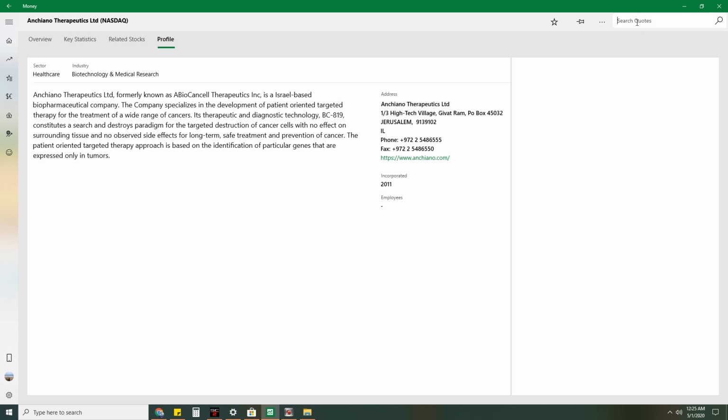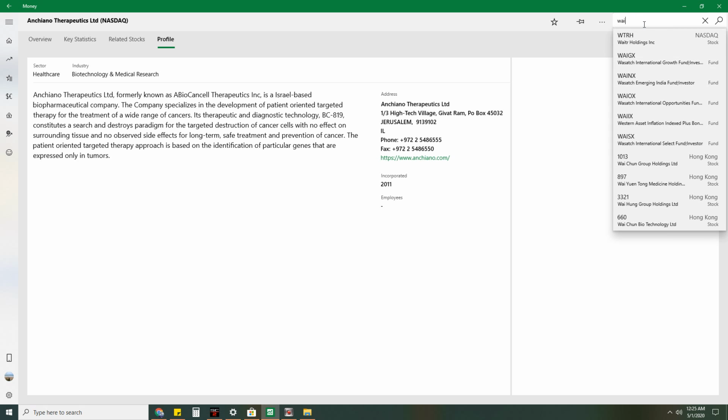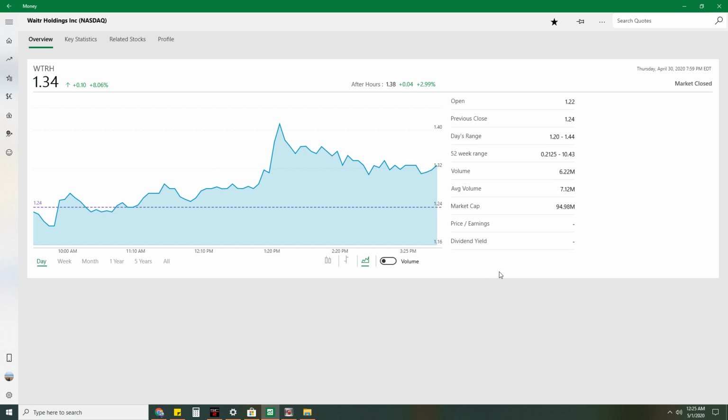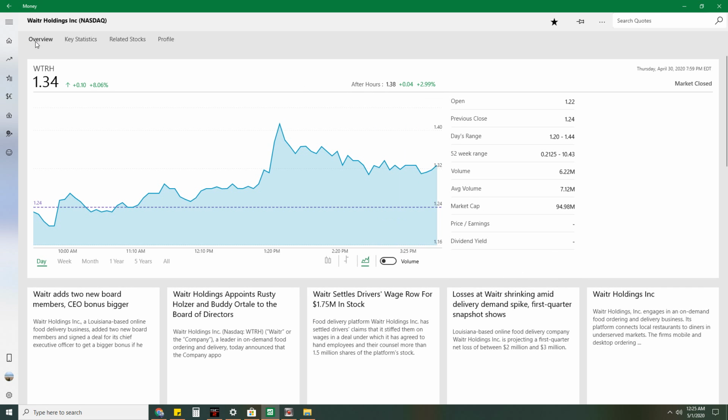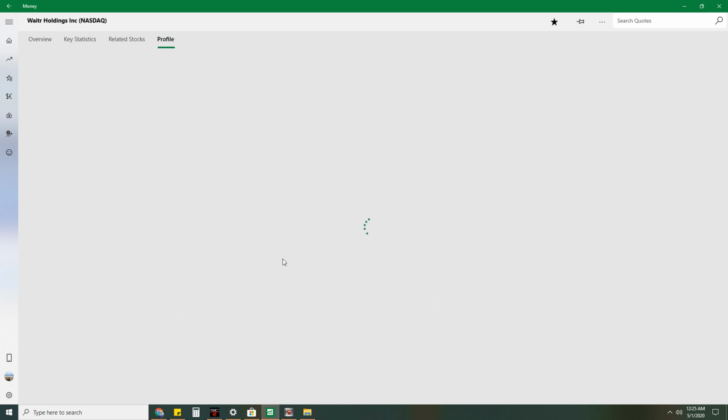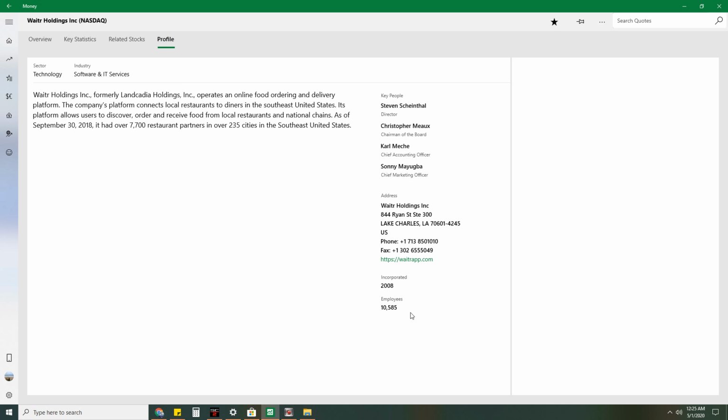For instance, I've invested in other companies like this company called Waiter, and I made a good amount of money on it. If you go to the profile, you right away see that it has 10,585 employees. It has an address, a web address, a phone number, and obviously the key people. I always look at the employees to see if it's a functioning company. Some people don't look at that, but I usually do, just to see what's going on with the company.